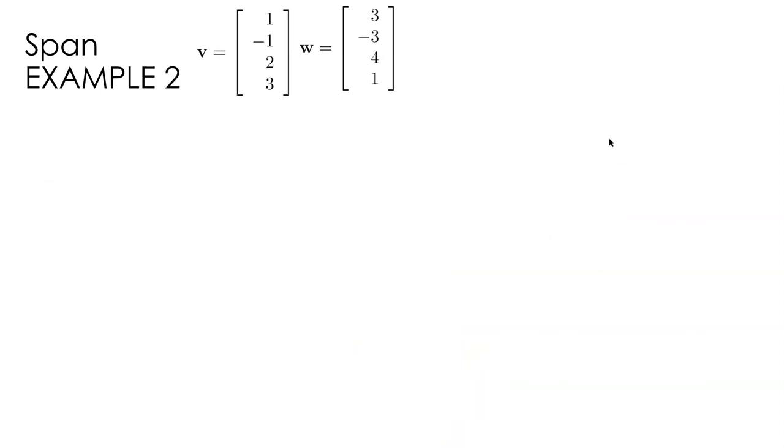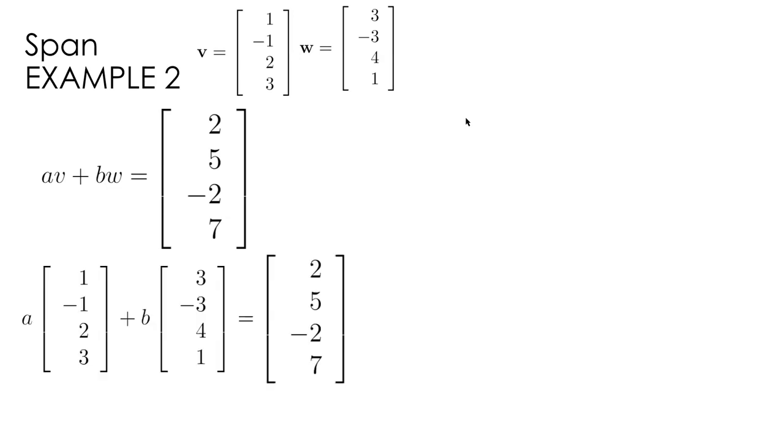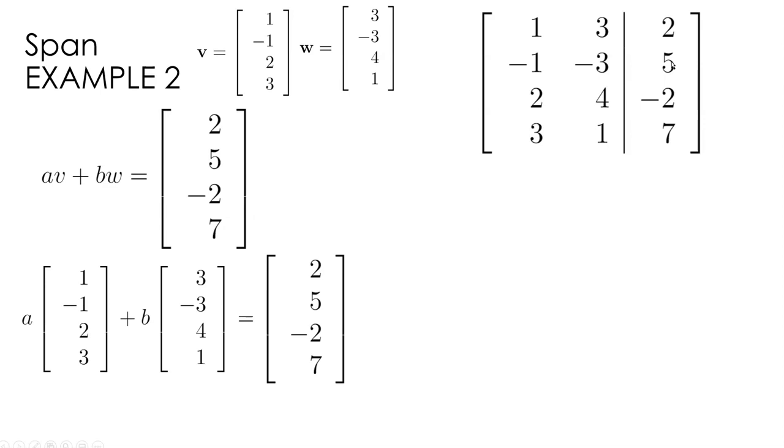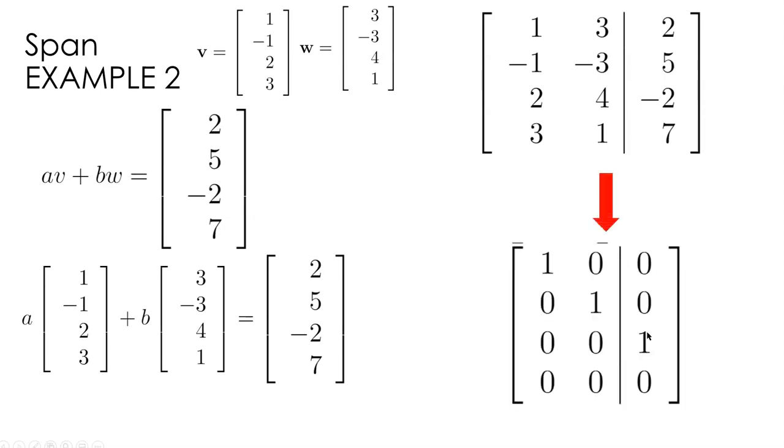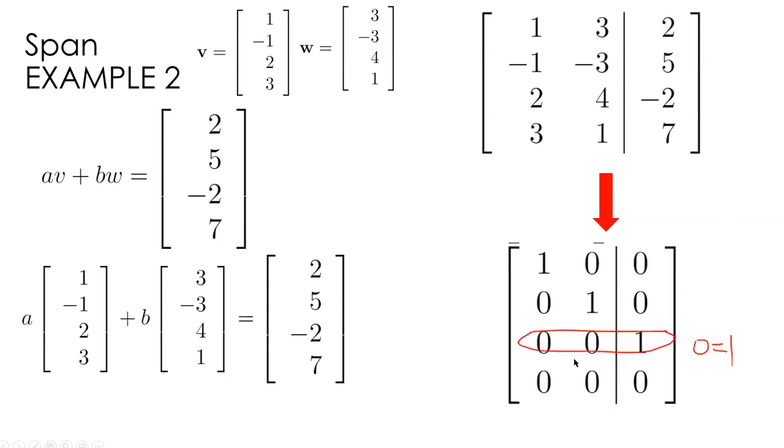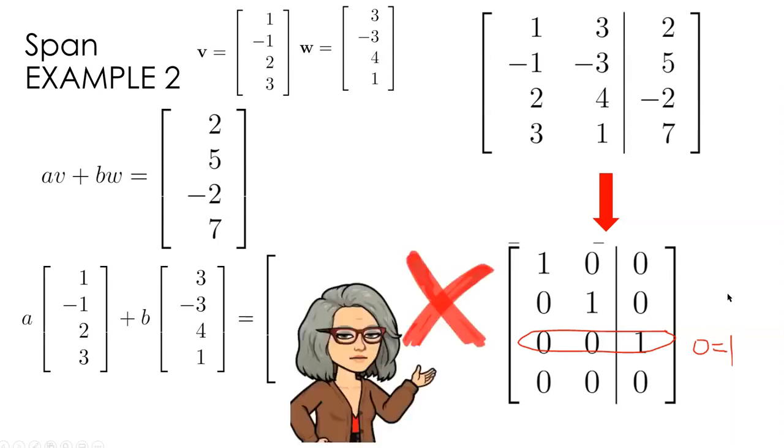Suppose I have 2, 5, -2, 7, and I want to come up with a linear combination for that. Set up my set of vectors, put it in row echelon form. I get this picture, but that row right there is telling me that 0 equals 1. So this vector is in the span if 0 equals 1, which it doesn't, so it's not.